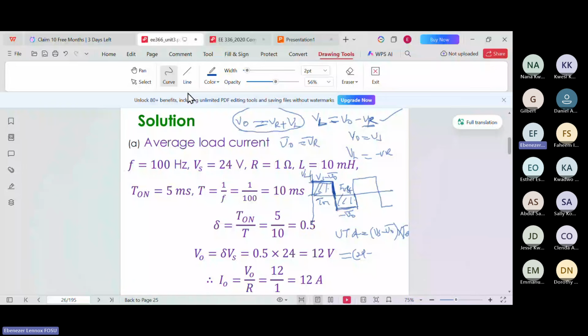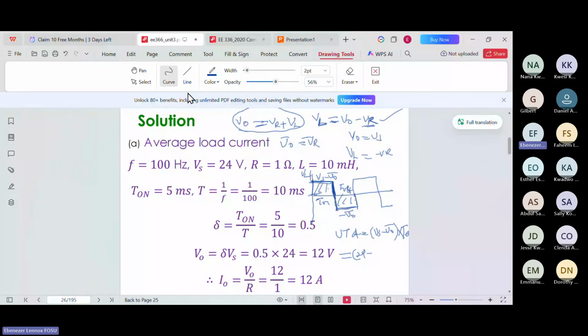But we know that the average voltage of the inductor is 0. So that means the average of the output will be equal to the voltage across the resistor. That is why I'm saying that V naught average is equal to VR. Thank you, I forgot about that.